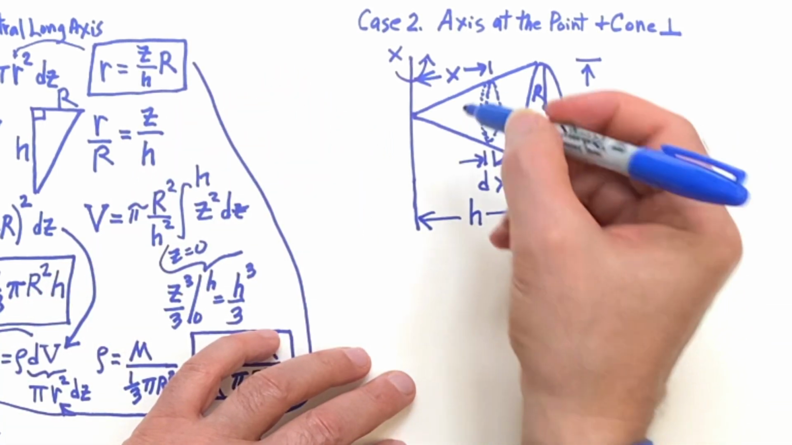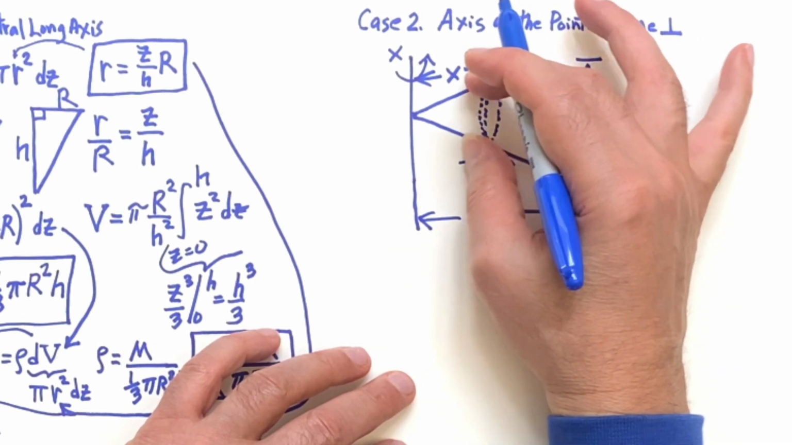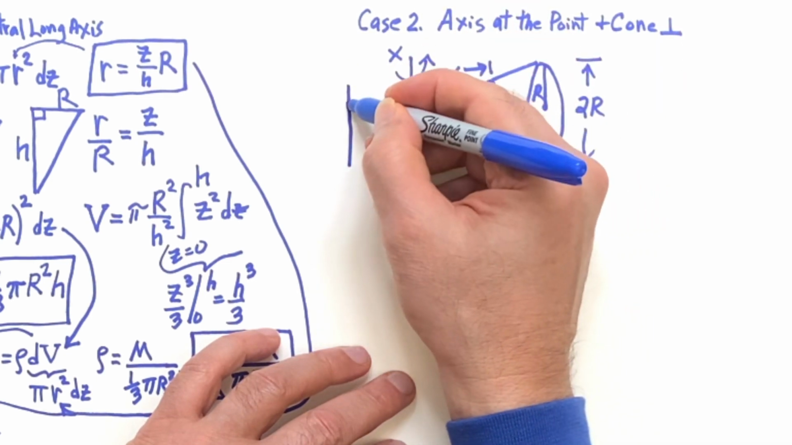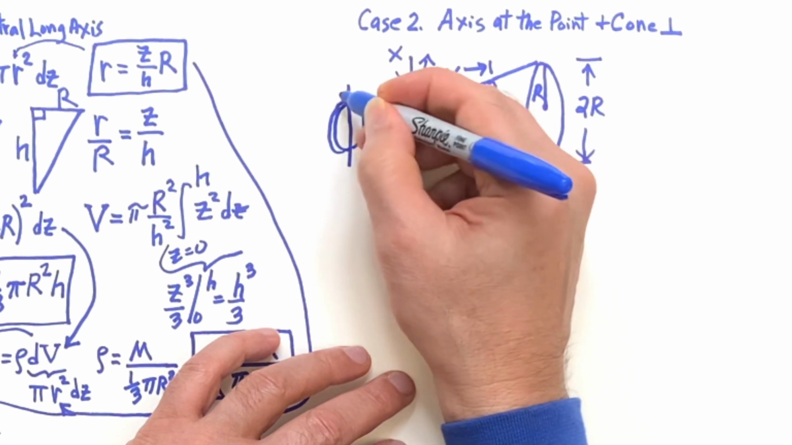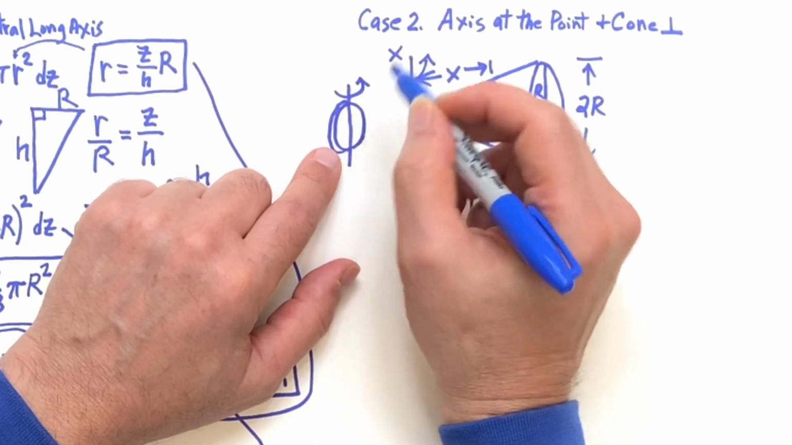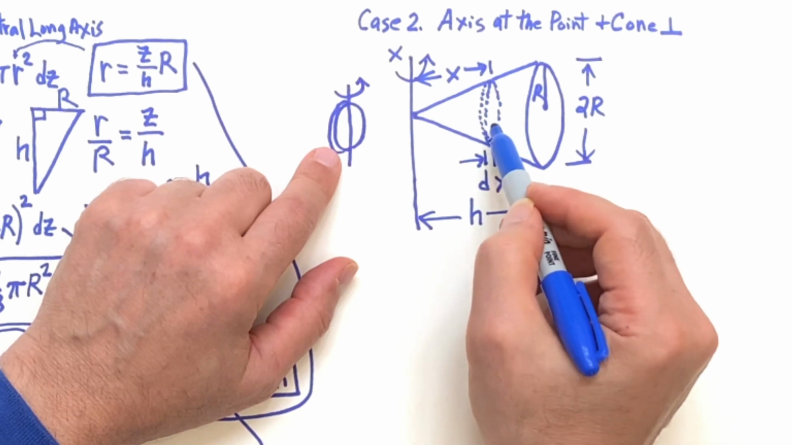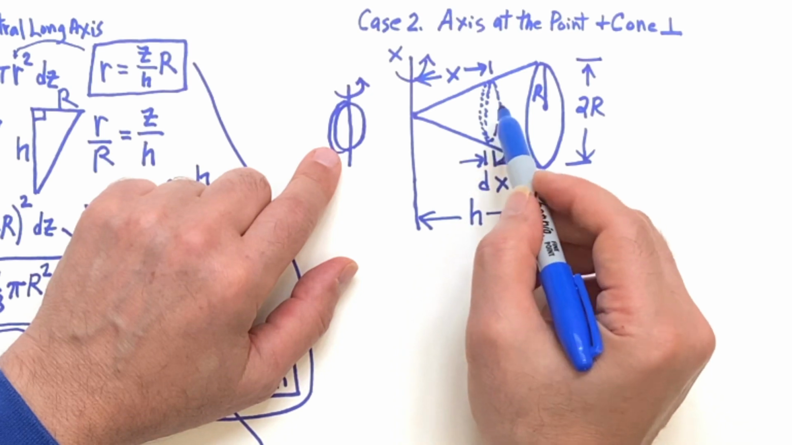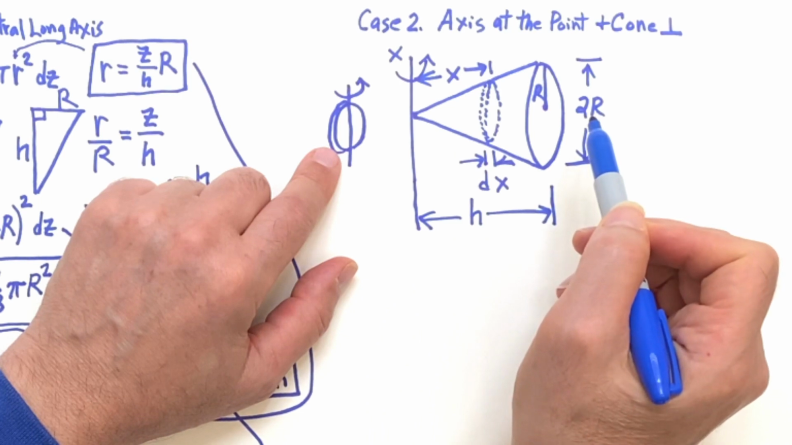Now the way we're going to do this is we're going to think of this as a coin being placed here, because then you have the spinning coin, which we already did. We know how to do the spinning coin. Then we're going to kick it out to here. In general, we have an infinitesimal disk, and then we're going to integrate from x going from 0 to h.